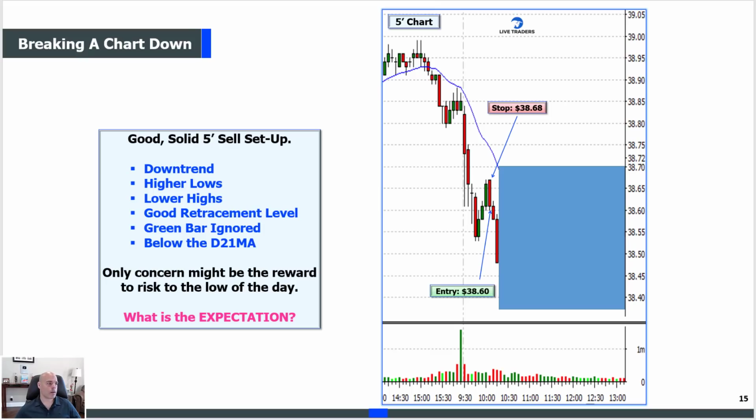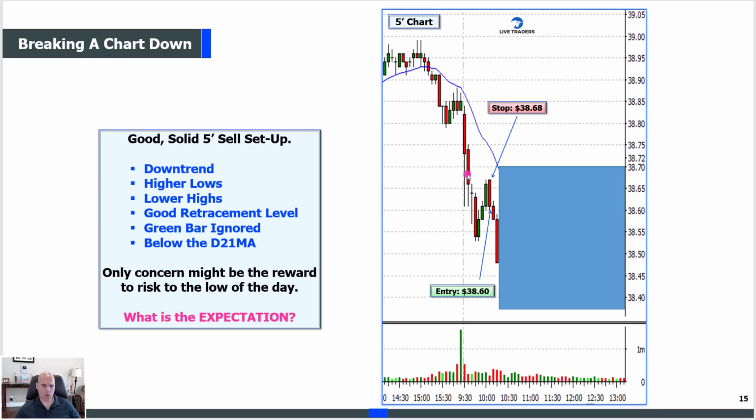So we look at this right here, and we have a stock on a 5-minute chart, and it's in a downtrend. Lower high and a lower low, and a lower high and a lower low. 2 lower highs and 2 lower lows equals a downtrend. You're below the declining moving average. So what do we have? Good, solid 5-minute sell setup. It's in a downtrend. Check, good. It's got higher lows, good. It's got lower highs, good.